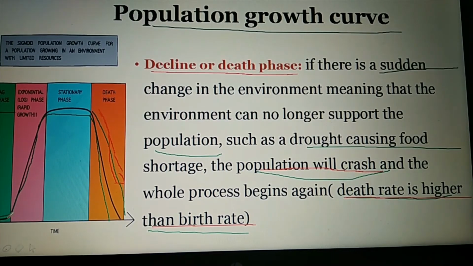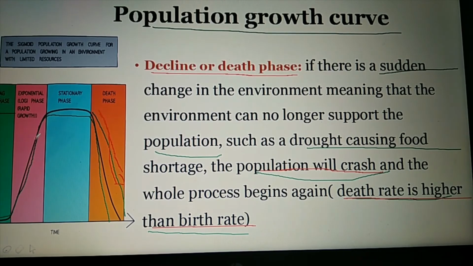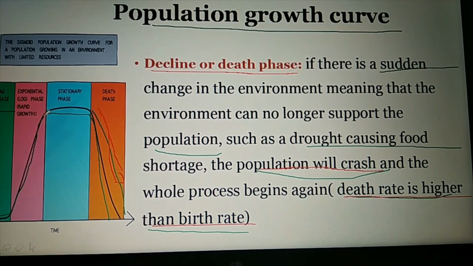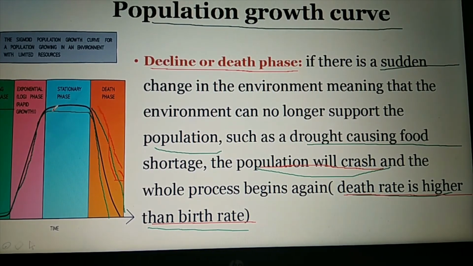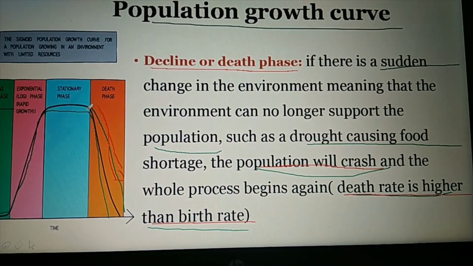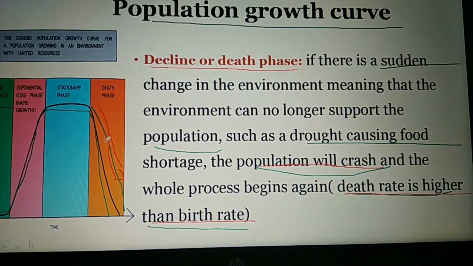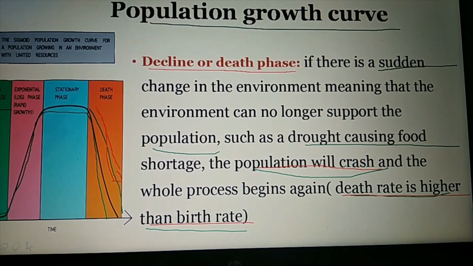Okay, but what happens in the exponential phase? They start to reproduce, then the birth rate is more than the death rate, so it goes up. Okay, so what happens in the stationary phase? The birth rate is equal to the death rate, then it stays straight. And then what happens in the death phase or the decline phase? The death rate is higher, and then it goes down to where it started from.